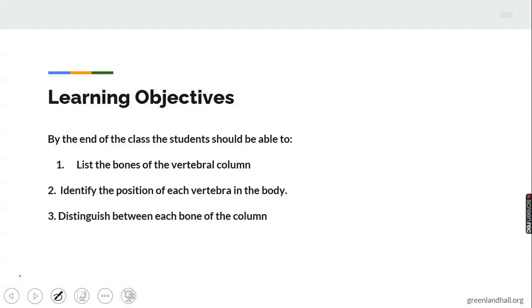Our learning objectives for today are the following. By the end of the class, you are expected to be able to list the bones of the vertebral column, identify the position of each vertebra in the body, and distinguish between each bone of the column.